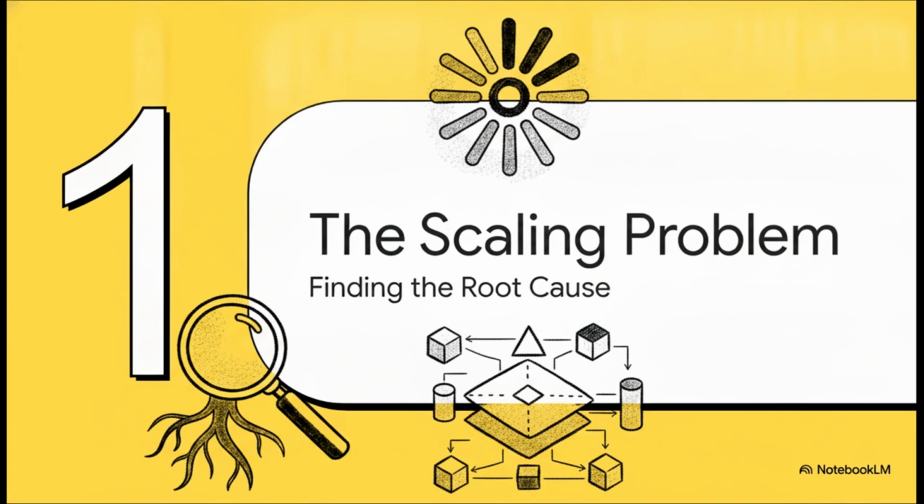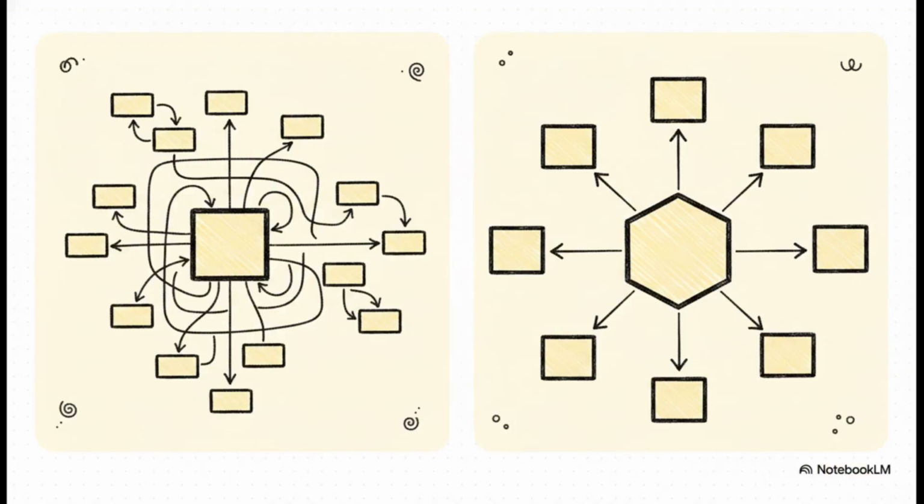Step 1 is simply identifying the root cause behind that dreaded spinning loading wheel. And I'll tell you right now, it almost always starts at the foundational layer, which is your data model. There's a really stark contrast in how you can build this out.